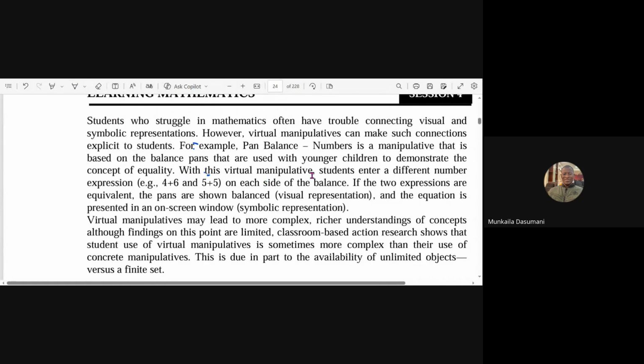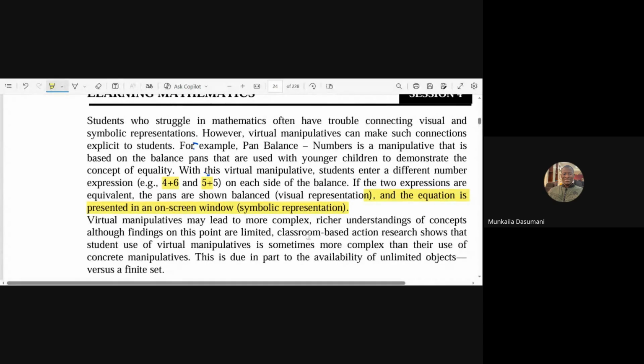With this virtual manipulative, students enter different number expressions. Assuming you enter these number expressions, we have them on each side of the balance. If the two expressions are equivalent, the pans are shown balanced. That is the virtual representation. So you just enter the number, then you put something on it. You just enter, and the equation is presented in an on-screen window as a symbolic presentation. Because when the equation comes, it becomes symbolic, and that's the abstract nature. So that is about the virtual manipulation.